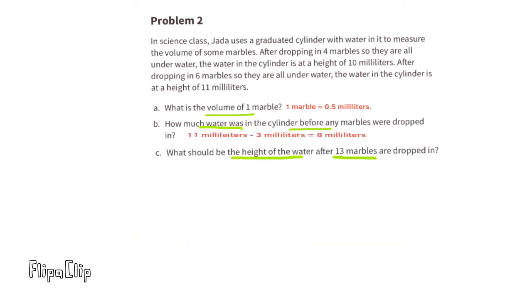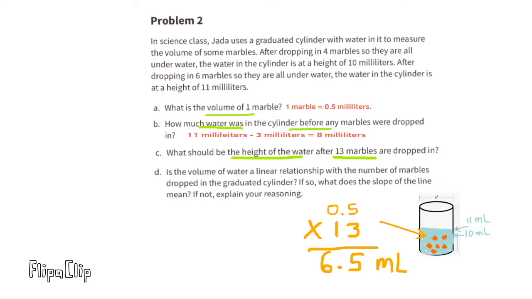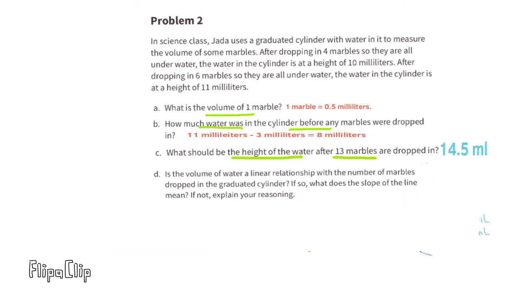C. What should be the height of the water after 13 marbles are dropped in? 0.5 milliliters times 13 marbles equals 6.5 milliliters, and add that to the original 8 milliliters that were in the graduated cylinder, and you get a total of 14.5 milliliters. After adding 13 marbles, the height of the water should be 14.5 milliliters.